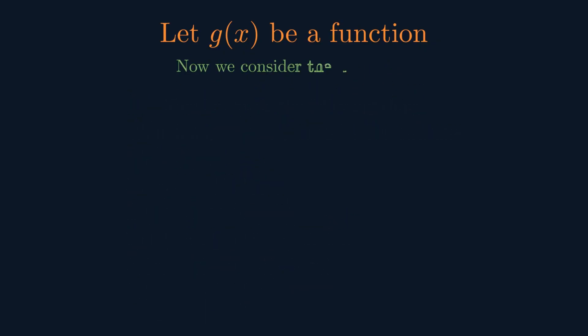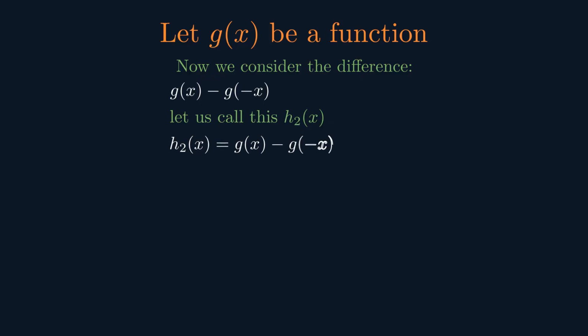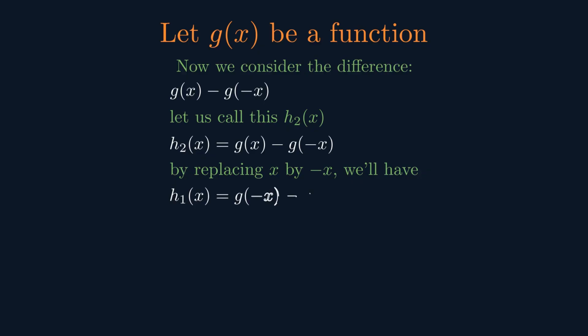Now let's do the opposite. We subtract g(negative x) from g(x). We're going to call it h2(x), which is g(x) minus g(negative x), which, as you guessed right, is an odd function since it becomes negative h2(x) if we change the argument x to negative x.